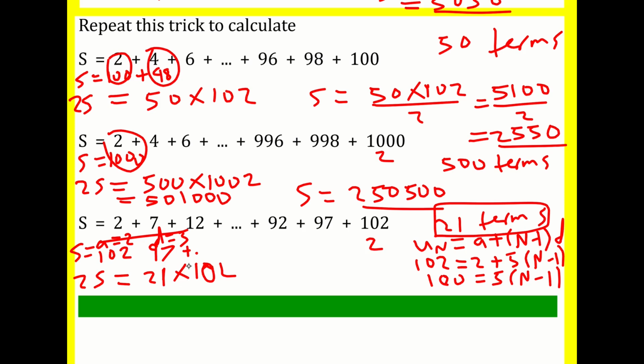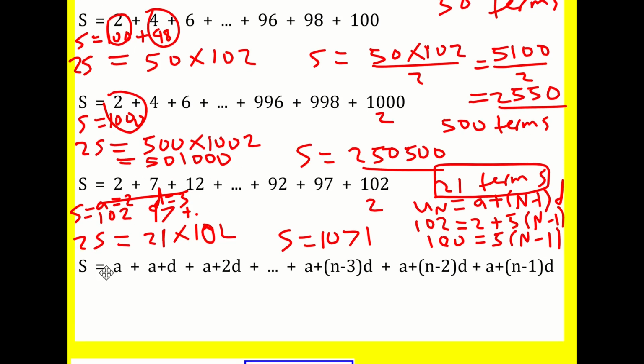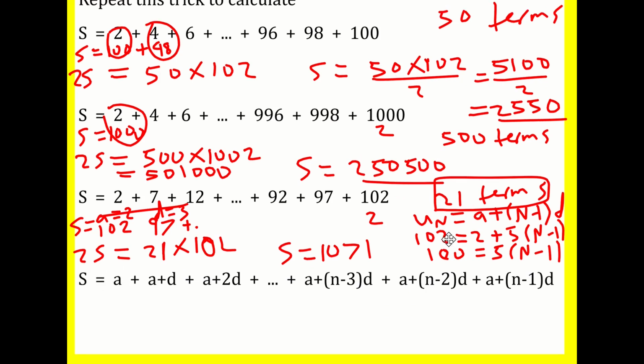So I just need to figure this out now. 21 times 102. Okay, I might get my calculator out at this point. 21 times 102 divided by 2, s is 1,071. Okay, main question now. What if we make it more general? We don't have a difference of 2 or 5. We don't necessarily have a starting number of 2. Can you try and find the sum of a general arithmetic series?